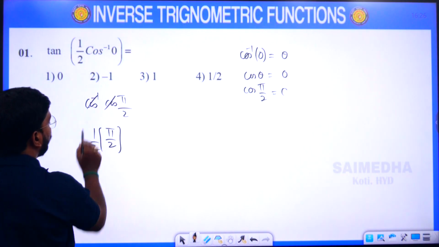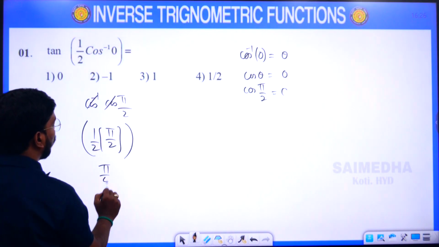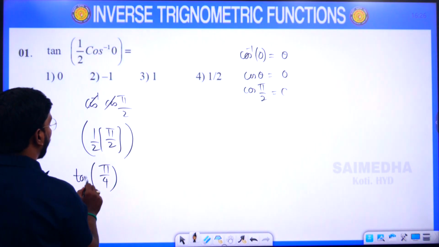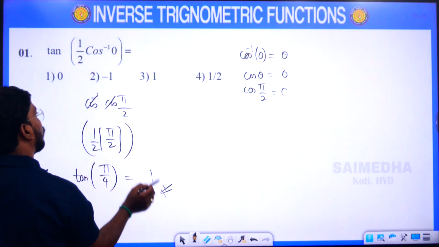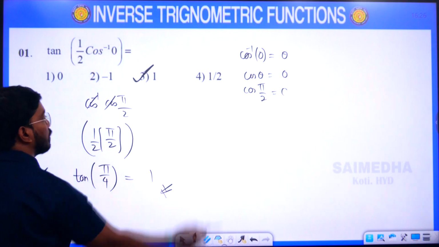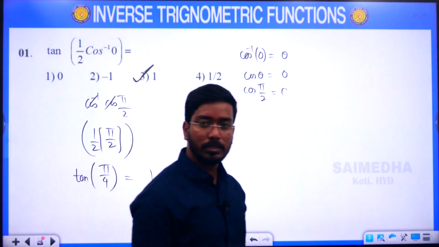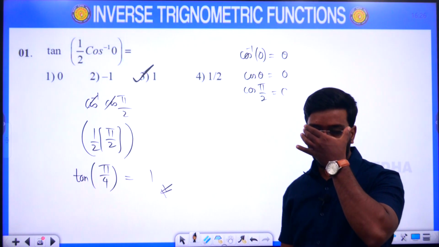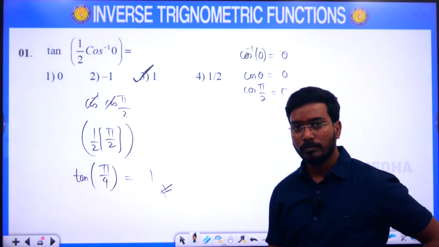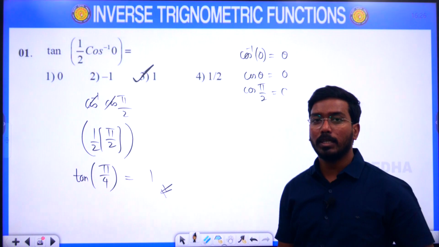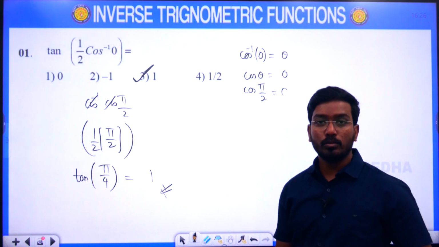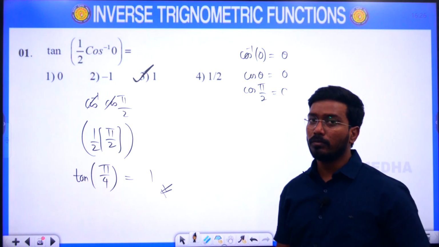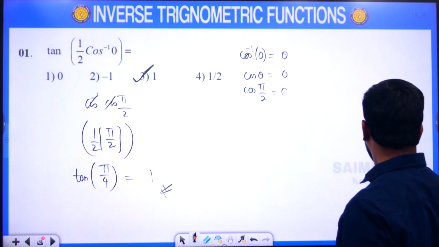Outside we have 1 by 2. 1 by 2 into pi by 2 is pi by 4. Outside we have tan. Tan 45. What is the tan 45 value? 1. So the answer for this question is going to become what? 1. Go through it. Very simple question. You need to know for what value you are going to get cos 0. That is 90. Absolutely correct. 90 times 1 by 2, pi by 4, tan 45. Tan 45 is 1.